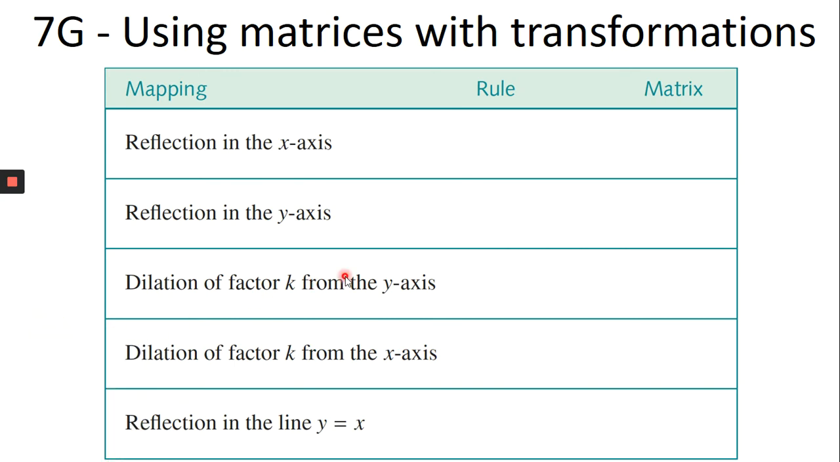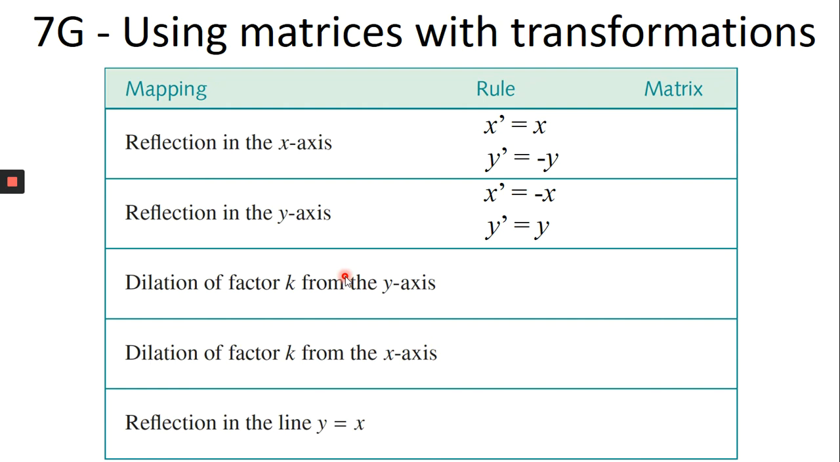All right, really starting to get fun now. So we're going to use matrices to do transformations of graphs or points. Now, if you remember from previously, if we're doing a reflection in the x-axis, the x stays the same, the y goes to minus y, yeah? Reflection in the y-axis, y stays the same, x goes to minus x.